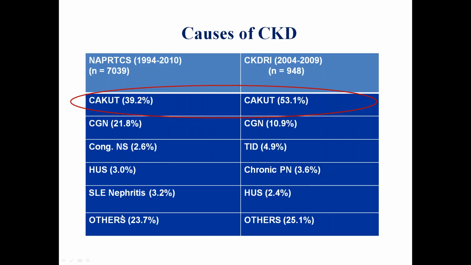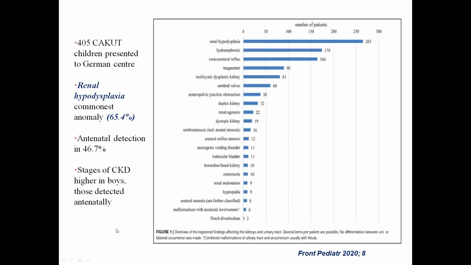Now, if you look at the causes of chronic kidney disease from these registries, you'll find that most of these patients have an underlying structural abnormality, that is congenital anomalies of the kidney and urinary tract, which constitutes about 40 to 50% of the various populations, followed by chronic glomerulonephritis, tubulointerstitial diseases, chronic pyelonephritis, and many other diseases like renal stones, tubulopathies, etc.